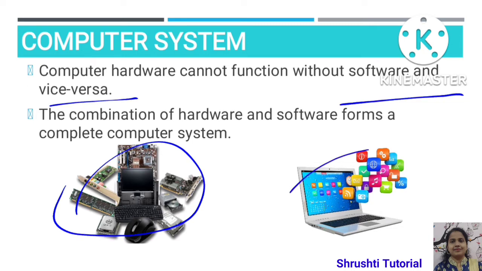And software means the set of instructions or codes which tells the computer how to work. This is known as software. So the combination of hardware and software forms a complete computer system. That means without the software we cannot run the hardware, or if we have the software but don't have the hardware, how will it work? So we need both hardware and software.